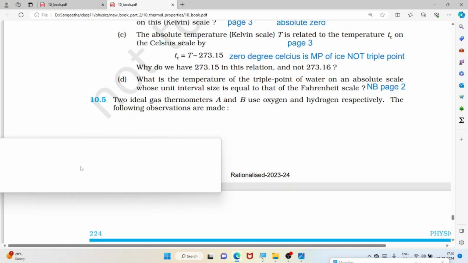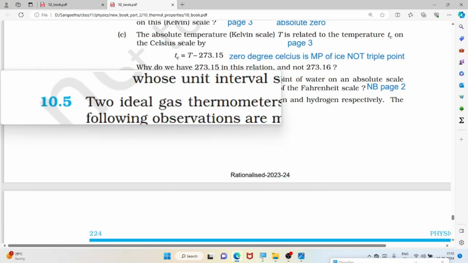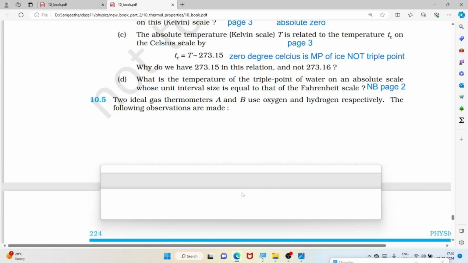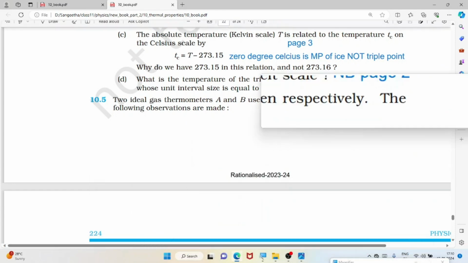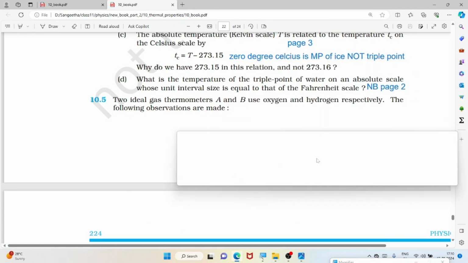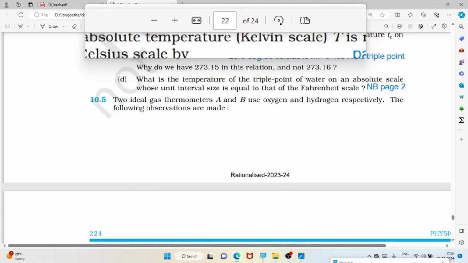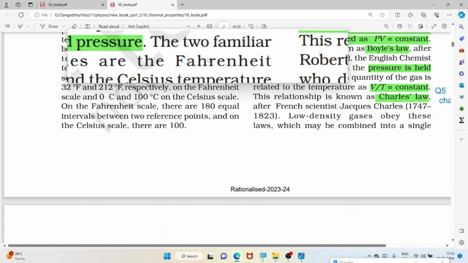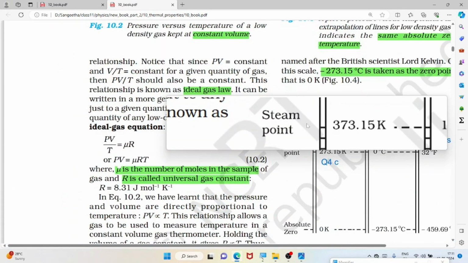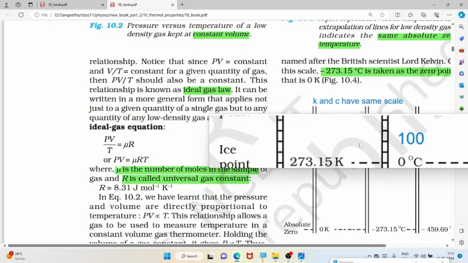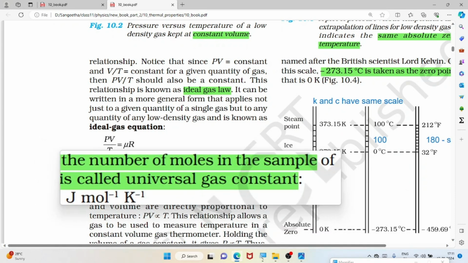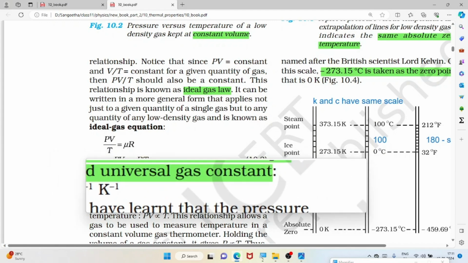What is the temperature of the triple point of water on the absolute scale, whose unit interval is equal to that of the Fahrenheit scale? See, the Kelvin and Celsius scales are the same, as I already showed you. These two scales are the same, they have equal height, but this one is different. So from Kelvin to Fahrenheit conversion or Celsius to Fahrenheit, both use the same formula.